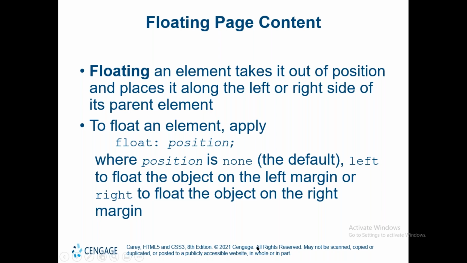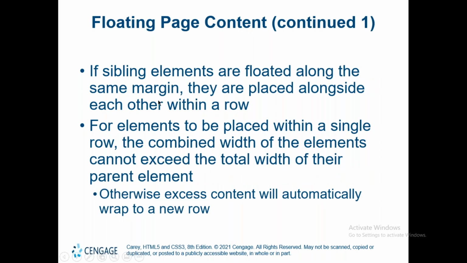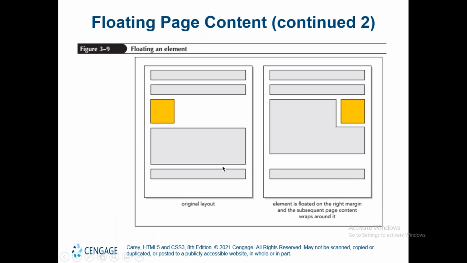So you would say float left, float right if you want it to be on the left or right. If the sibling elements are floated along the same margin, they are placed alongside each other within a row. Here's an example. On the right side, you can see the elements floated on the right margin, and the subsequent page content wraps around it.